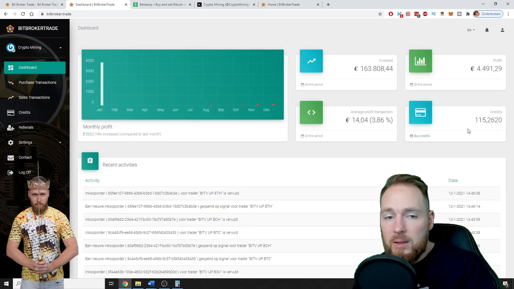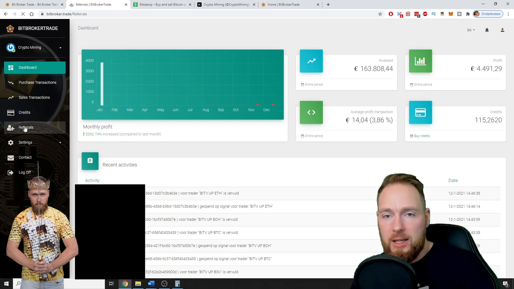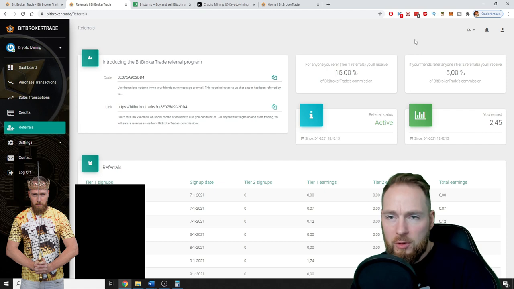So here, I think yesterday I just bought credits. Almost every day I have to buy credits for like 100 euros, because the trader is making so much money, really massive gains, guys. Incredible, as you can see here. So almost every day. But as you saw here, you get 15% on tier 1, 5% on tier 2.